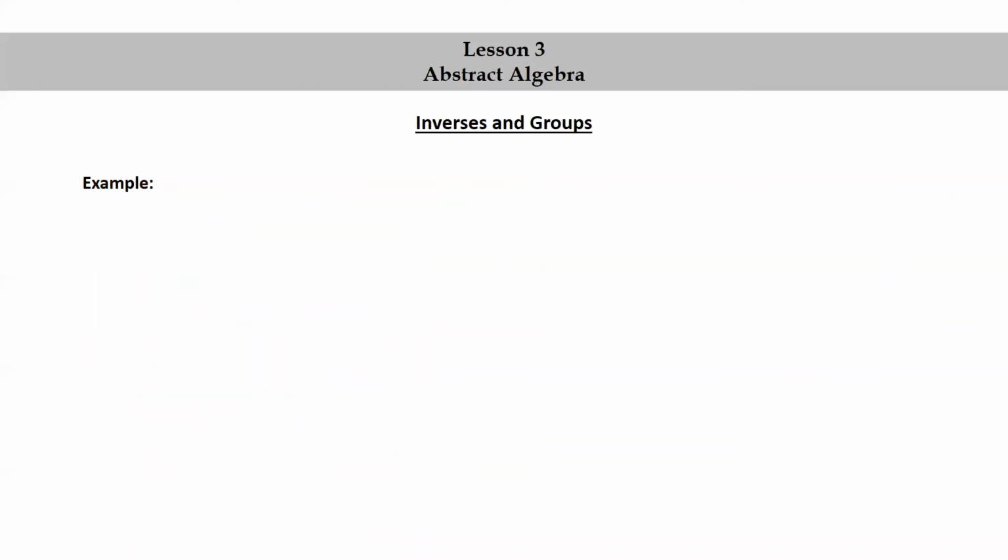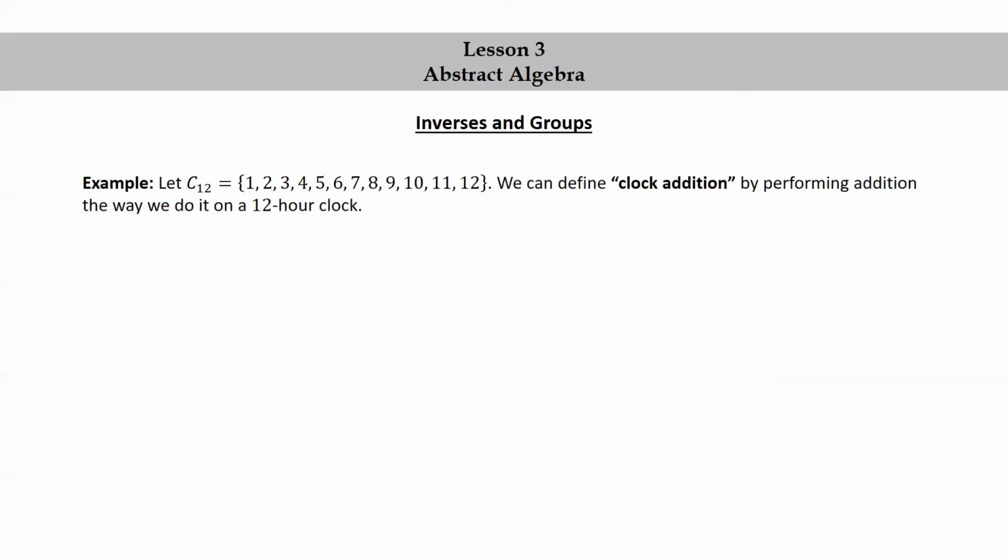It's time for another example. Let C12 be the set consisting of the numbers from 1 through 12. We can define clock addition by performing addition the way we do it on a 12-hour clock. Here's a picture of a 12-hour clock. Let's do a couple of computations.